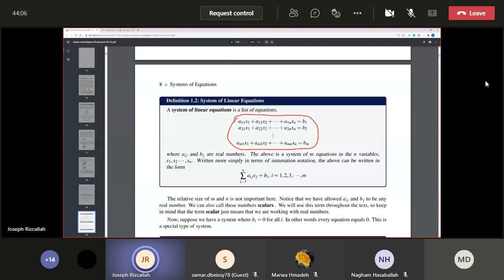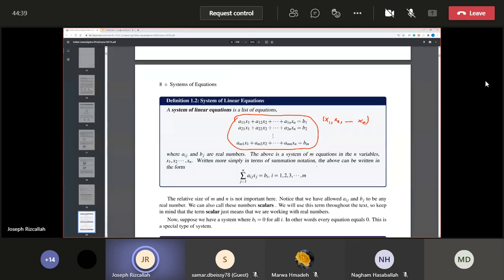So any solution x1, x2, and xn, right, is an element of the solution set. Okay, so any set of numbers which make this system true is said to be a solution, and it belongs to the solution set of the system. Okay, so in general we speak of the solution set, right? And this set could be empty in case when there is no solution, the system is inconsistent, right?